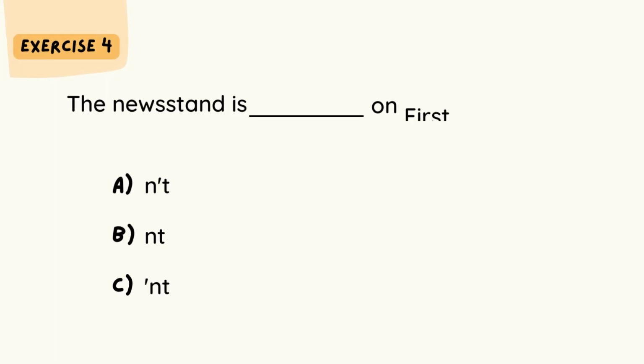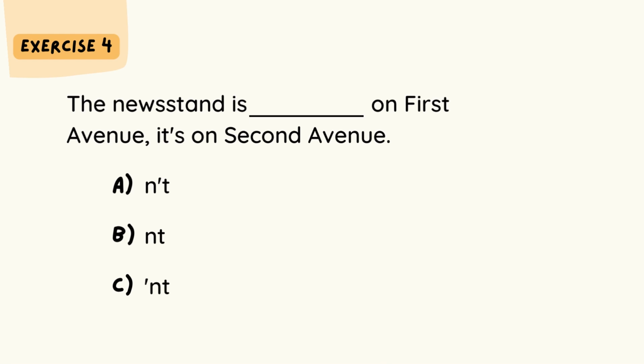Exercise 4. The newsstand is on First Avenue. It's on Second Avenue. A, isn't. B, isn't. C, isn't. The newsstand isn't on First Avenue, it's on Second Avenue.